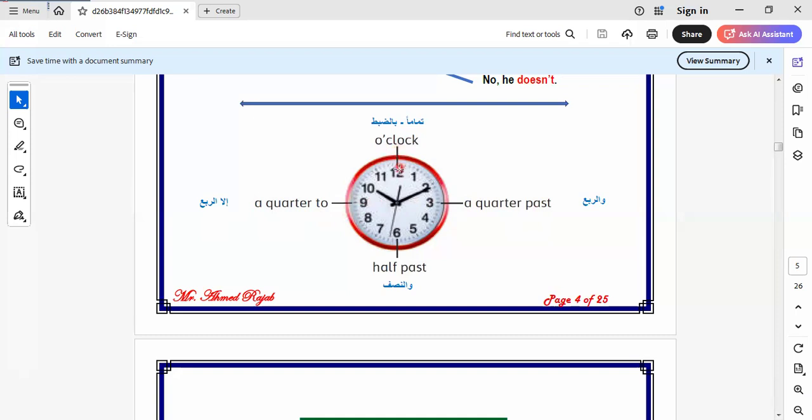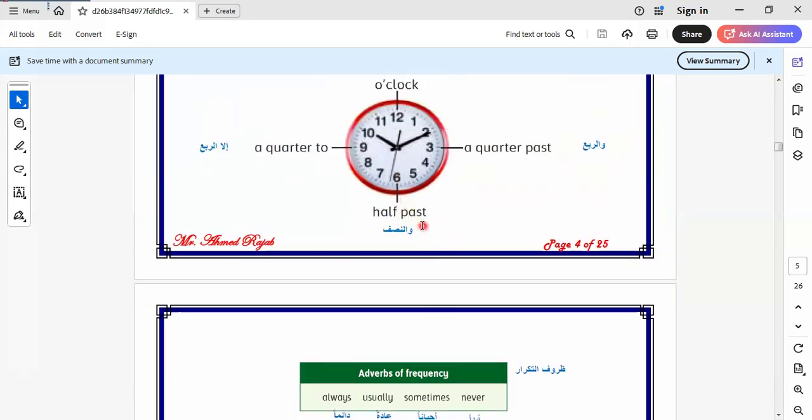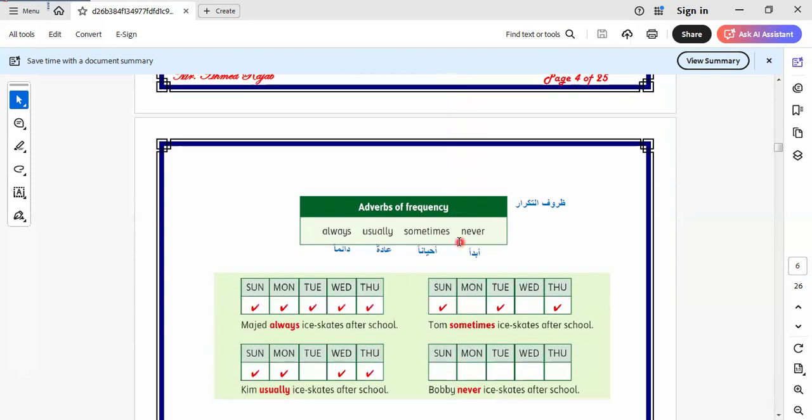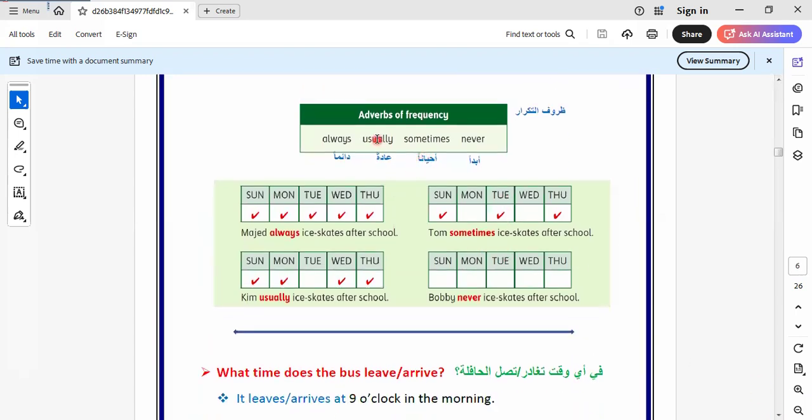Here we say 6 o'clock or 7 o'clock when the long arm is on the 12. So I say it's 10 o'clock, it's 5 o'clock, it's any time o'clock. When the long arm is on 6, it will be half past, okay? And we can say also another way, we say 2:30. It means half past also, okay?